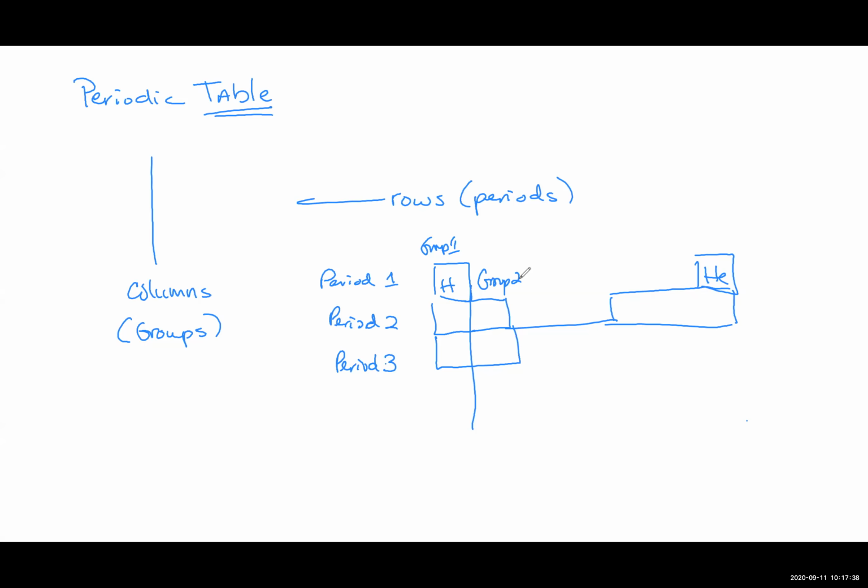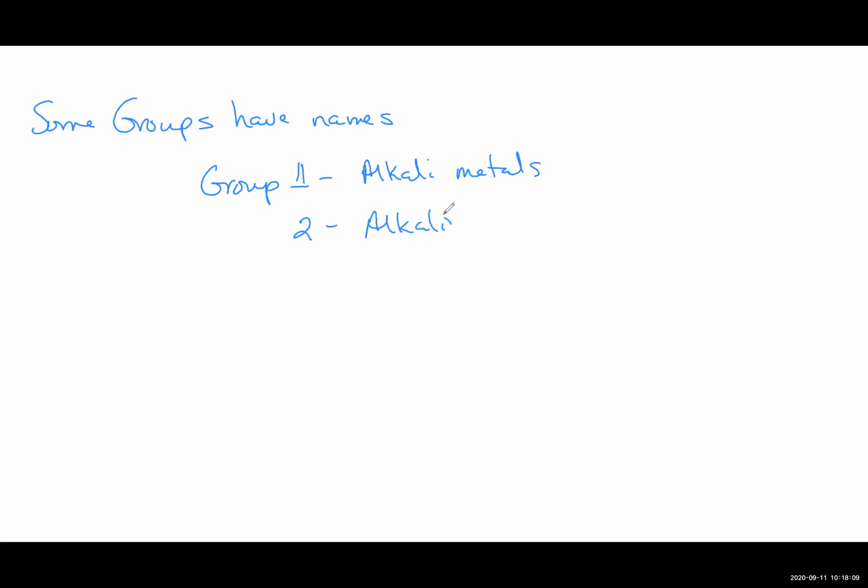So I'm going to actually show you some periodic tables, and I want to just put some terms down, and then I'm going to come back and go over the terms while we're looking at the periodic table. So first, some of the groups have names. The names that you should be familiar with: group 1 are called the alkali metals. Group 2 is called the alkaline earth metals. Groups 3 through 12 are pretty much the transition metals.